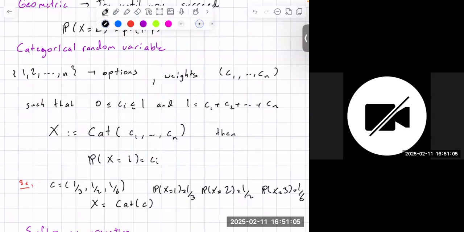That means you are defining a random variable where the probability of that random variable landing in the first category is this, landing in the second category is that, etc. For example, for this random variable, first category is this probability, second is this, third is that. In short, they would just write it as cat of this vector. Categorical random variable of this vector. Does it make sense so far?